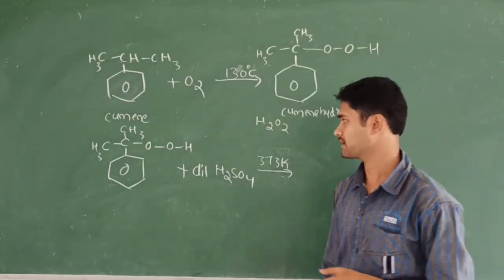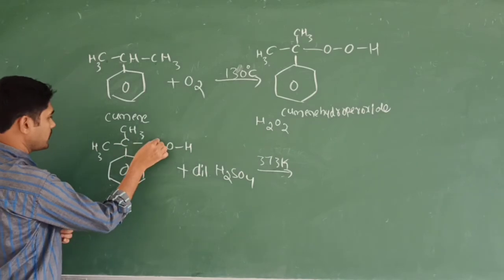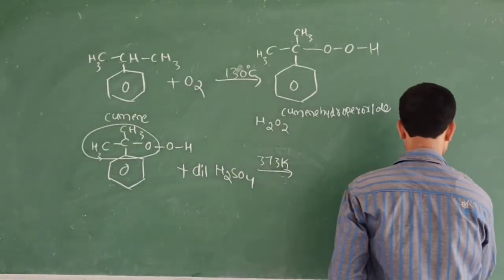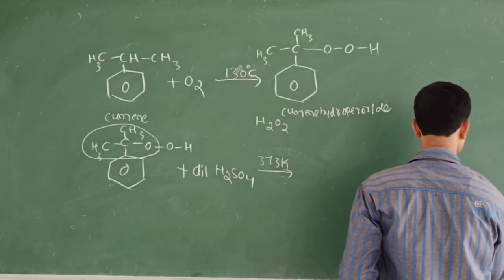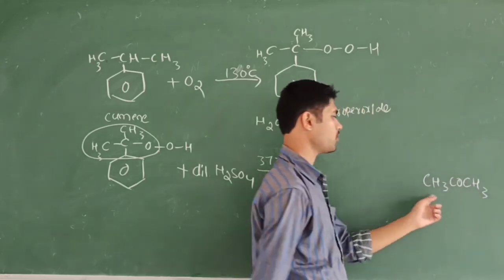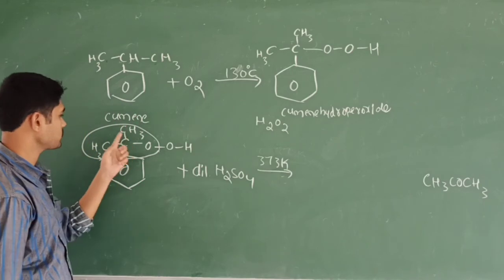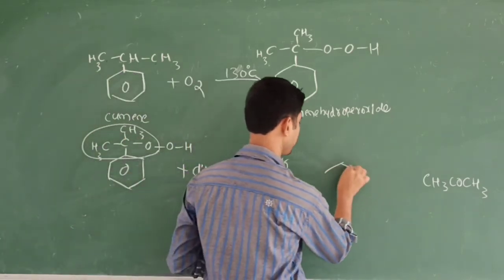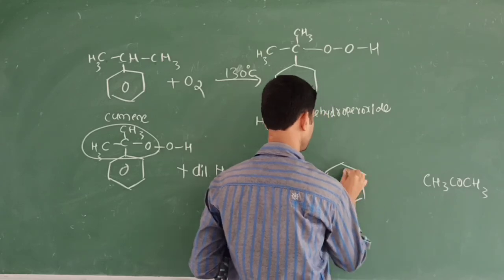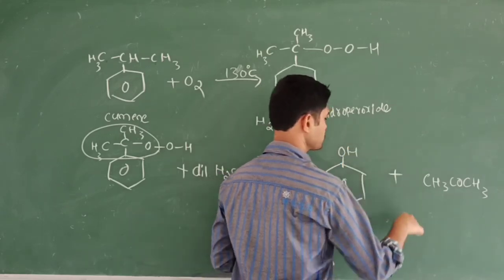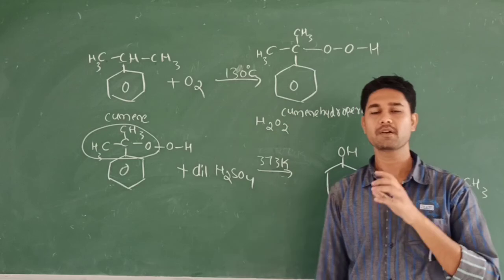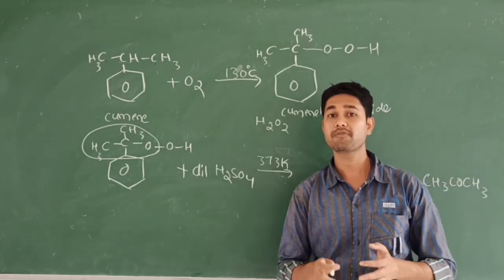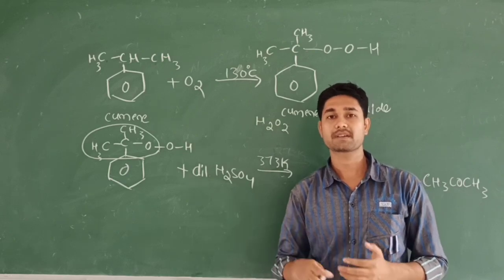That is called acetone here, so we are going to eliminate the acetone compound. The acetone formula is CH3COCH3. What is the remaining? That is the benzene ring with an OH group, which is the phenol compound. So like this, by using cumene, we obtain phenol. It is an industrial method, or manufacturing method, and we can also call it the commercial method.